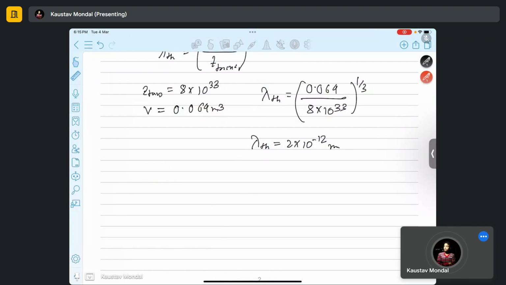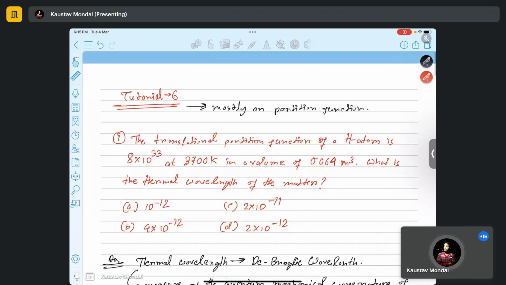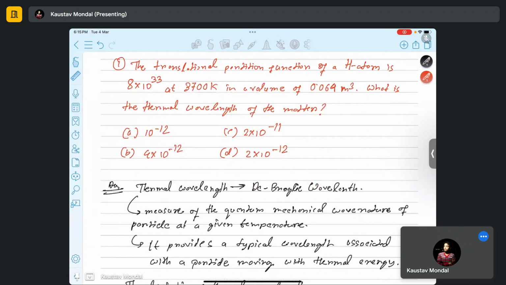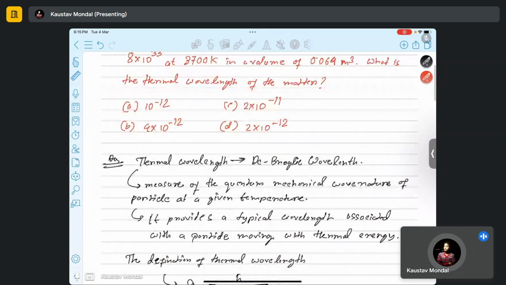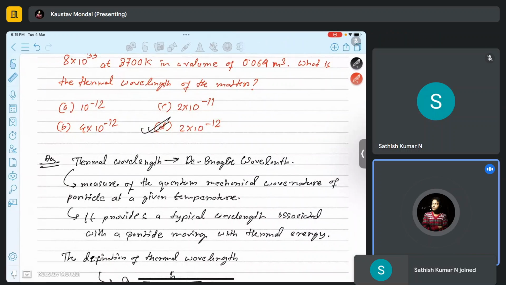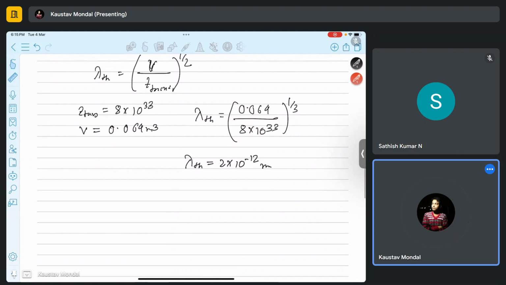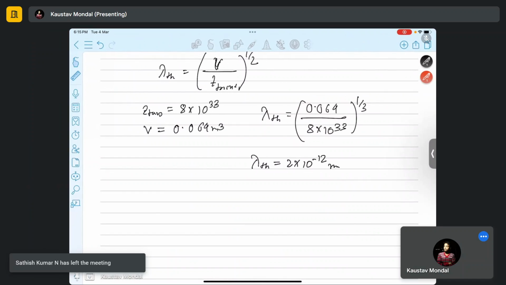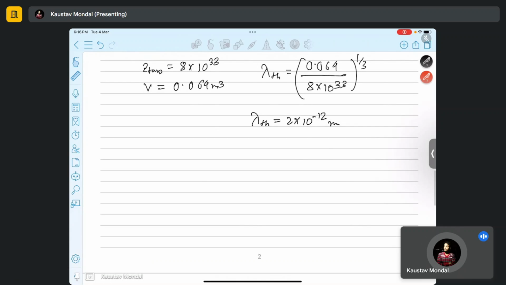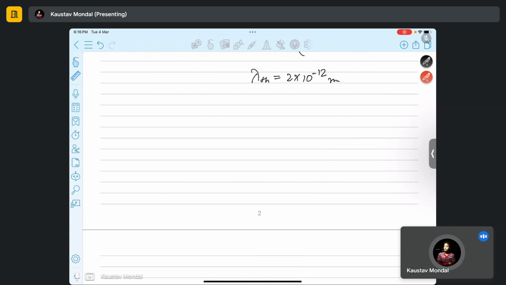So let me check. Yes, 2 into 10 to the minus 12. This would be the correct answer for our system. So this is problem 1. Now it goes to problem 2.